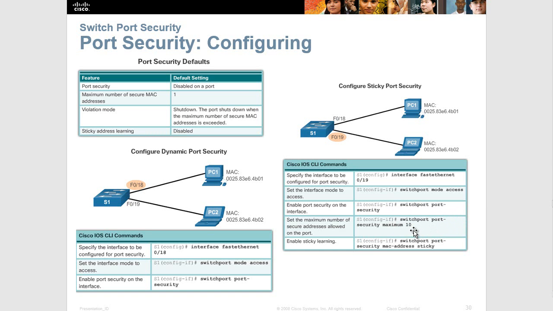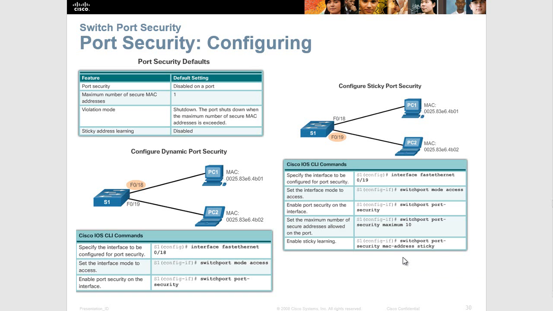If you want to turn on sticky MAC address learning, then you'd go switchport port-security mac-address sticky. Okay, so that means that any MAC addresses learned will be remembered, will be copied to the running config, and if you copy that running config to startup config, even if you restart the switch, those MAC addresses will still be there in memory.